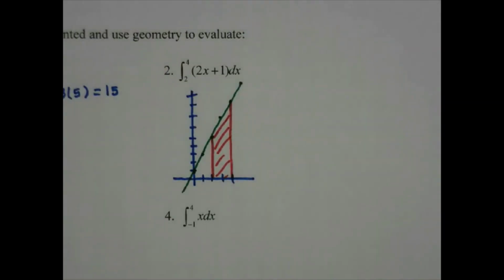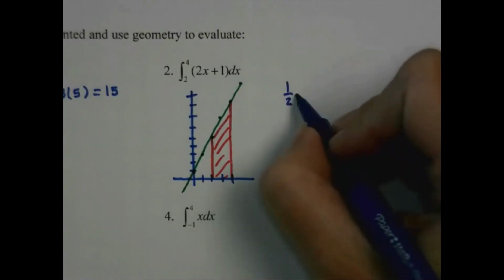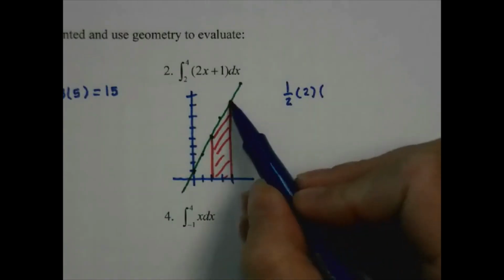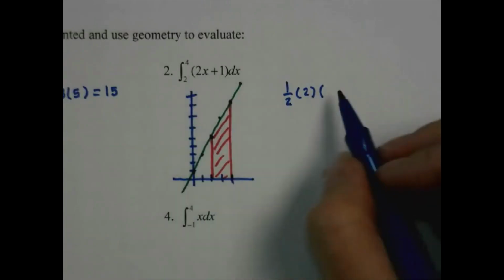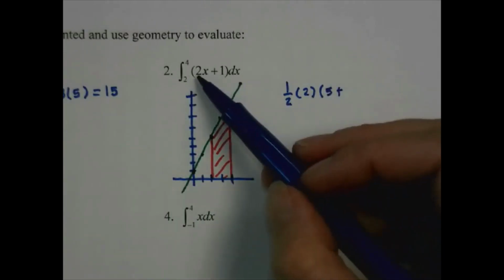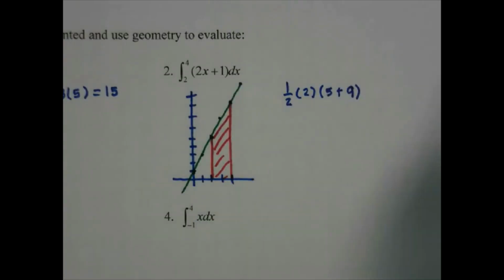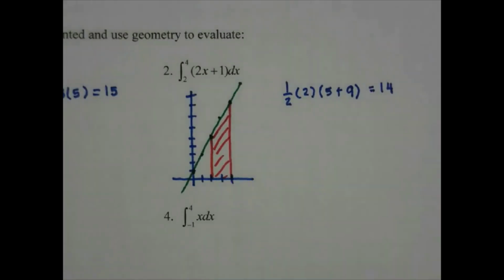Okay, so this one's going to be a trapezoid. So the area of the trapezoid is going to be 1/2. The height of the trapezoid is going to be 2, and then the two bases are going to be the two different function values. So at 2, we plug in 2, we're going to get 5. If we plug in 4, 2 times 4 is 8 plus 1 is 9. So this one has an area of 14.